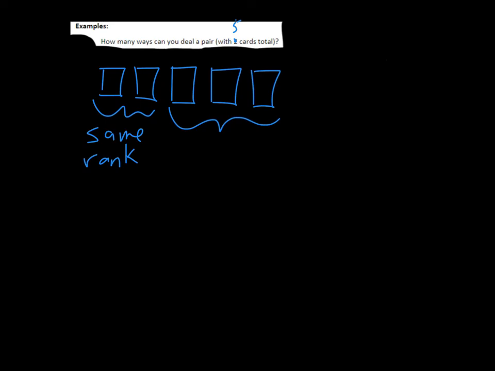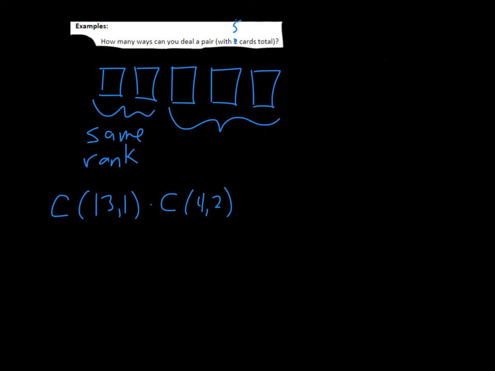Well, we start out by dealing with the cards that are the same rank. It's combinations of 13 things chosen one at a time. Because of the 13 ranks, I'm going to choose one of them for my pair. And then I'm going to multiply that by combinations of 4 objects chosen 2 at a time. Because for the chosen rank, that gives me the pair, I take 2 of those cards. So this deals with this part.